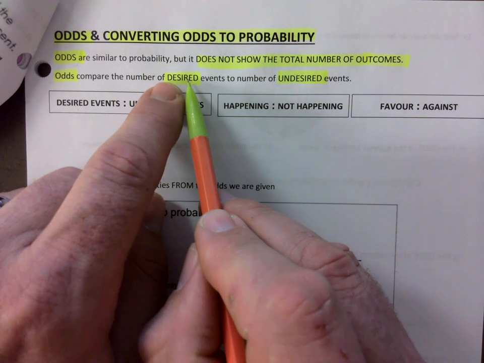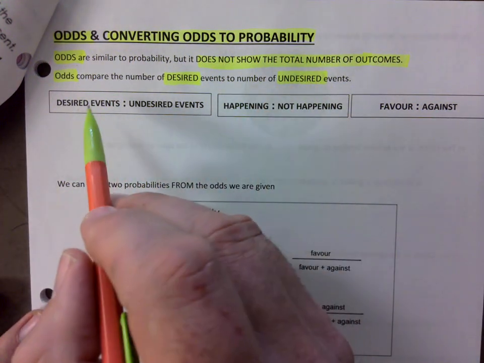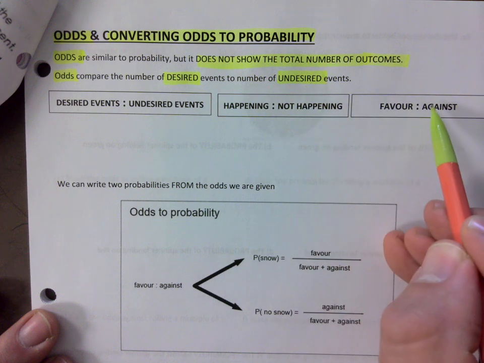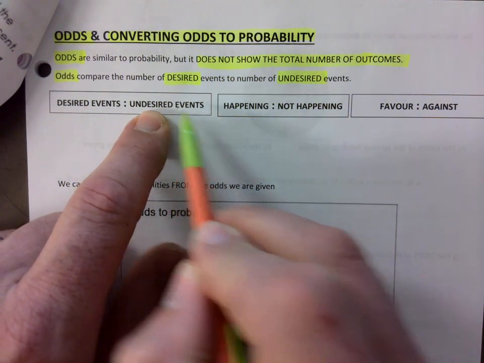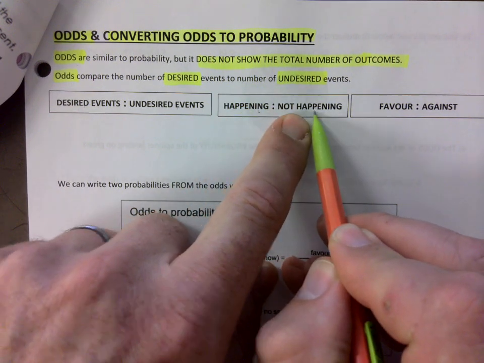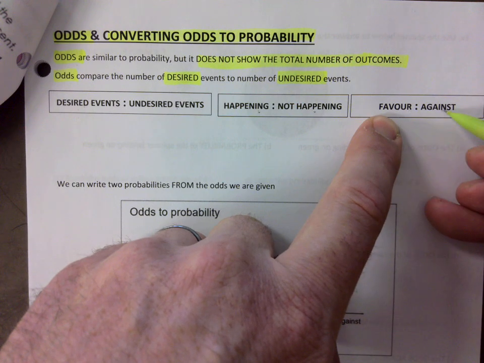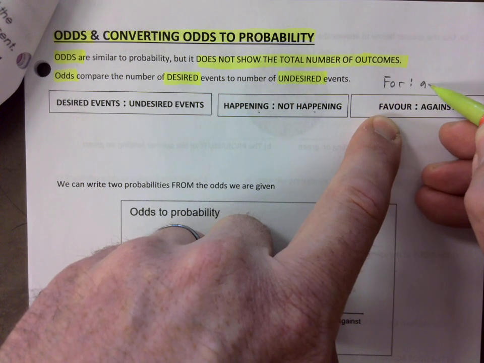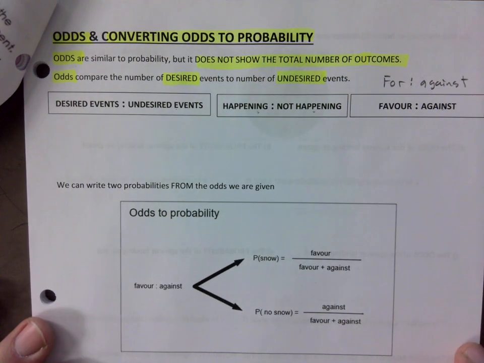So odds compare desired to undesired events. Okay. And so these are three ways of thinking about odds. They all say the same thing. You can have desired compared to undesired events, something happening versus not happening, right? Or for and against. Sometimes I go for, against. Okay? Sometimes I go for, against.